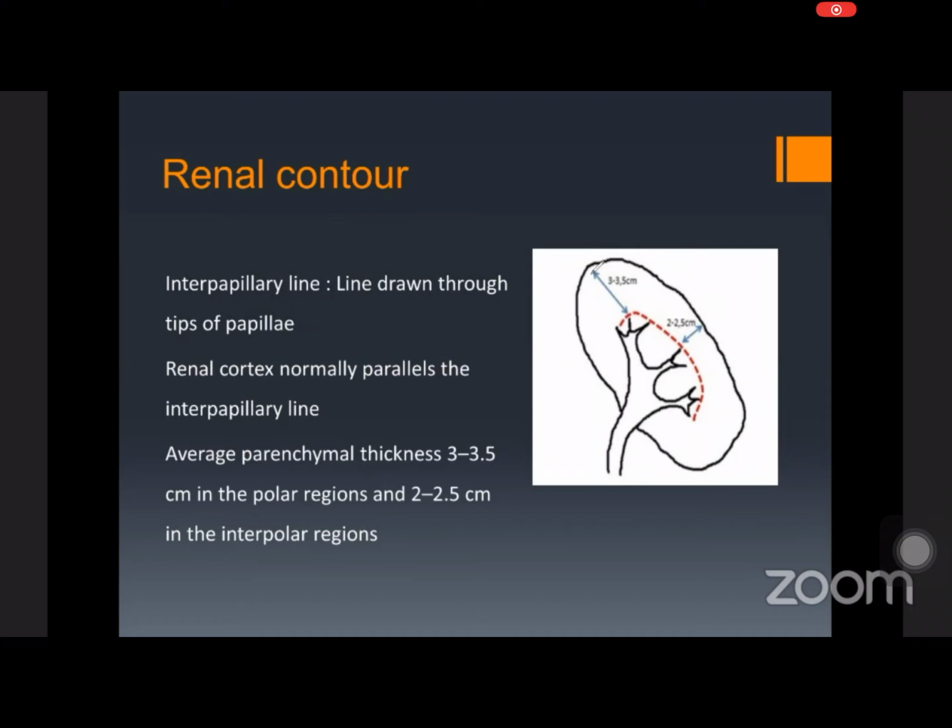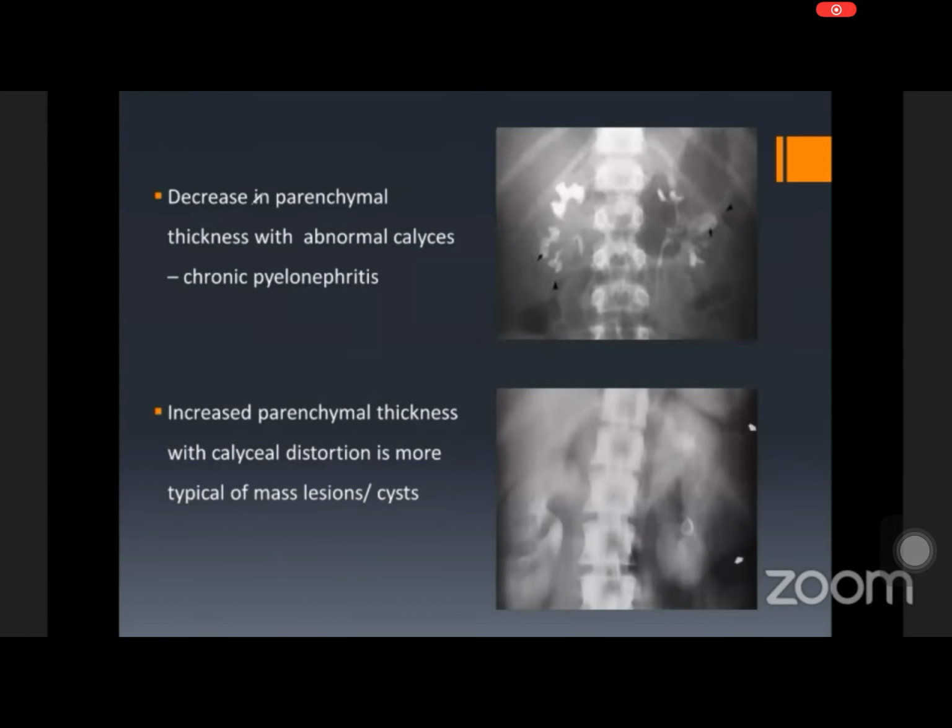The average parenchymal thickness is slightly more in the polar regions compared to the interpolar regions. In the polar regions, the parenchymal thickness is 3 to 3.5 centimeter, whereas in the interpolar regions, it's 2 to 2.5 centimeter. Any alteration in parenchymal thickness, any decrease, we should assess further.